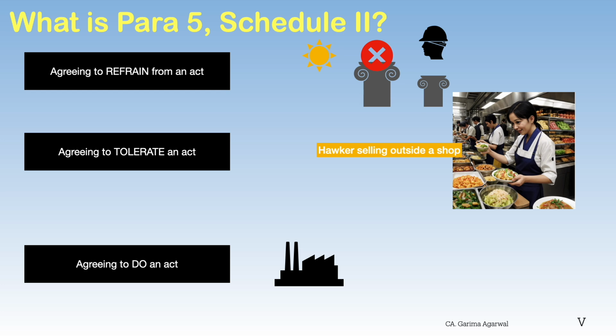Now part 3, agreeing to do an act. Let's take an example. A factory installs zero emission equipment voluntarily. The neighbors pay for it, even though it is legally not required. They are doing an extra act for consideration. So it is agreeing to do an act, and it is also a supply.